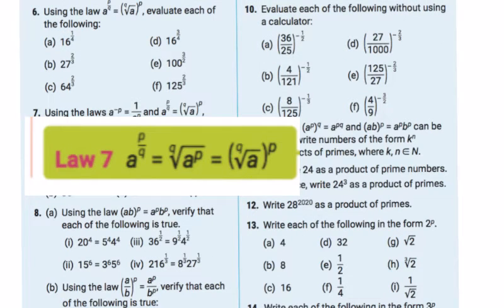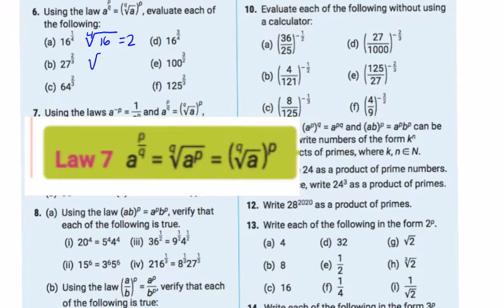So in question 6, law 7, p replaces 1. It's very similar to law 6. So I've explained this one already. So we're going to evaluate this. This is the 4th root of 16. The 4 goes in here and the 16 goes in here. That's going to be 2.